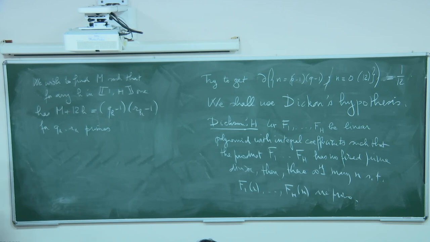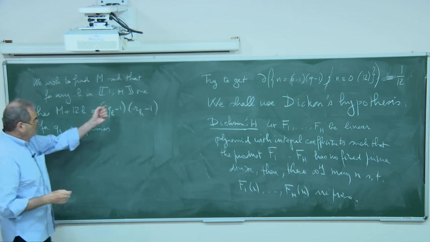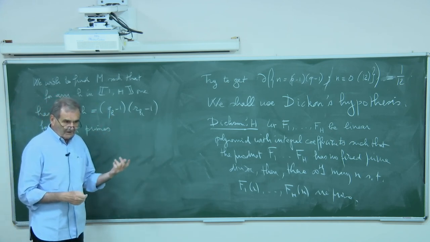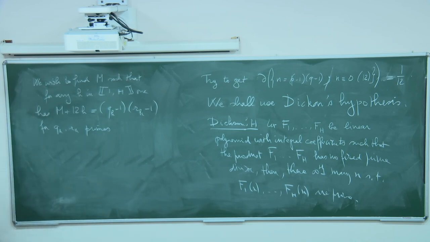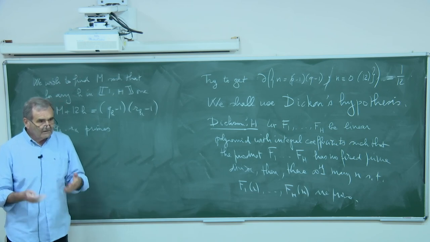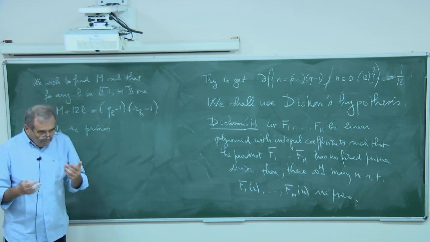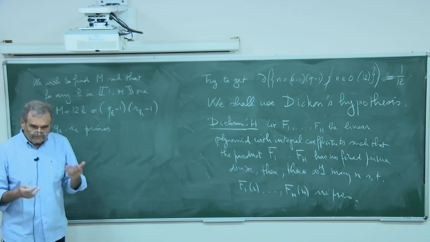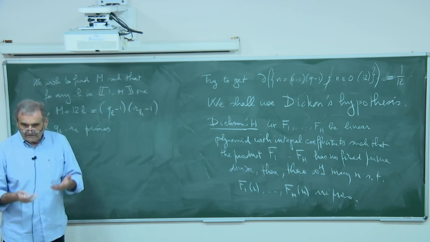So what we want to find is a capital H, a multiple of 12, of consecutive values which can each be written as the product of two primes. And then we're happy. If it is possible to find something like that for infinitely many m, then you are happy. It tells you at least that the Banach density of the values of the phi function is at least 1 over 12.